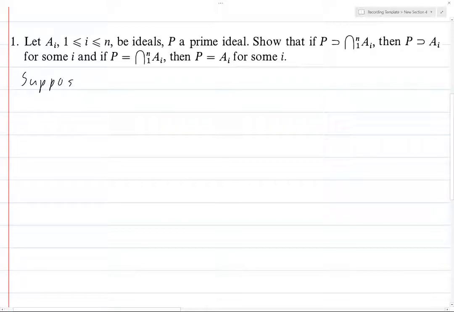Suppose AI is not contained in P for I between 1 and n minus 1. So we're going to assume that P, I guess I should have started by writing again. Suppose that P is contained in, yeah, you know what? I'm going to do that.